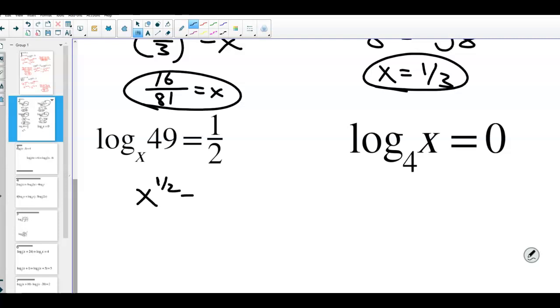So x to the 1/2 equals 49. Okay. So basically, we need to know what number, if I take the square root of it, gives you 49. Now with the calculator, it shouldn't be that difficult to do. If you go to your calculator, it's simply just 49 times 49.